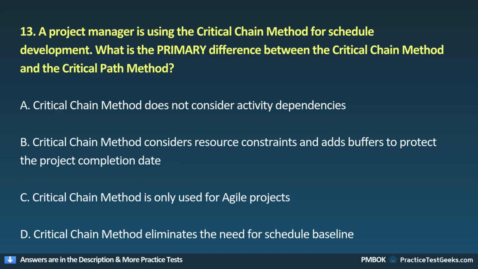13. A project manager is using the critical chain method for schedule development. What is the primary difference between the critical chain method and the critical path method? A. Critical chain method does not consider activity dependencies. B. Critical chain method considers resource constraints and adds buffers to protect the project completion date. C. Critical chain method is only used for agile projects. D. Critical chain method eliminates the need for schedule baseline.